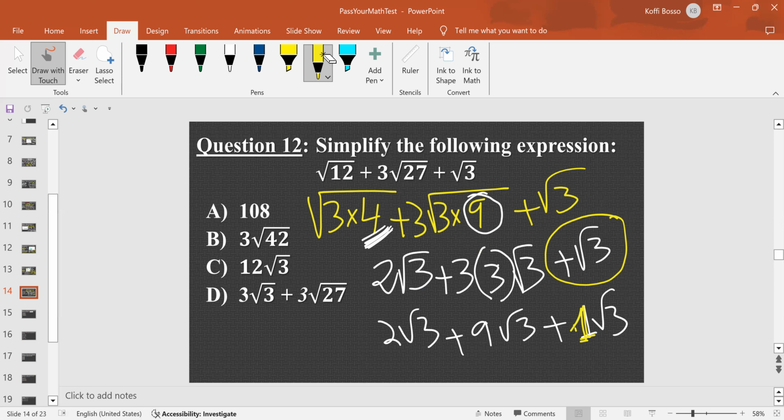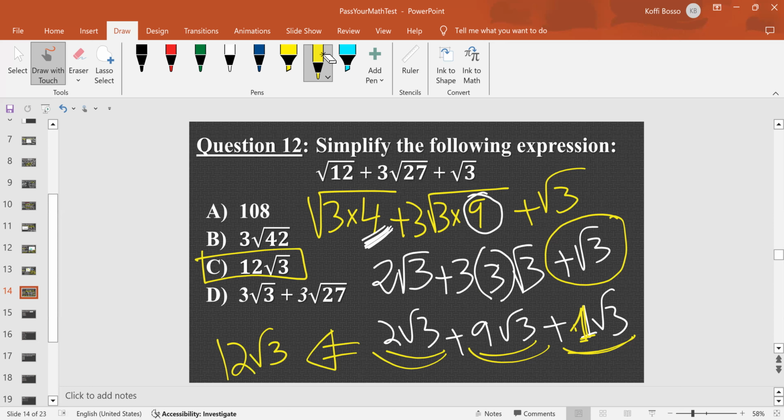So having the square root of 3 2 times, 9 times, 1 time, together, that gives you what? 12 square root of 3. So you have square root of 3 2 times, 9 times, 1 time. You add the coefficients. So 2 plus 9 plus 1 is 12. So you have 12 square root of 3. Therefore, the correct choice here is C. The next question.